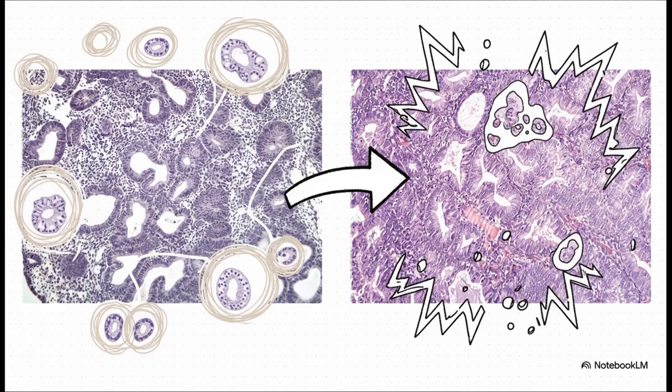Now look closely at these two pictures. On the left, we have hyperplasia without atypia. See how the glands are all crowded together? But if you zoom in, the cells themselves look pretty normal, quite orderly. But now look at the right. This is atypical hyperplasia. Not only is the architecture a total mess with glands back to back, but the cells themselves look ugly. They're disordered, abnormal, and believe me, this distinction is absolutely critical.